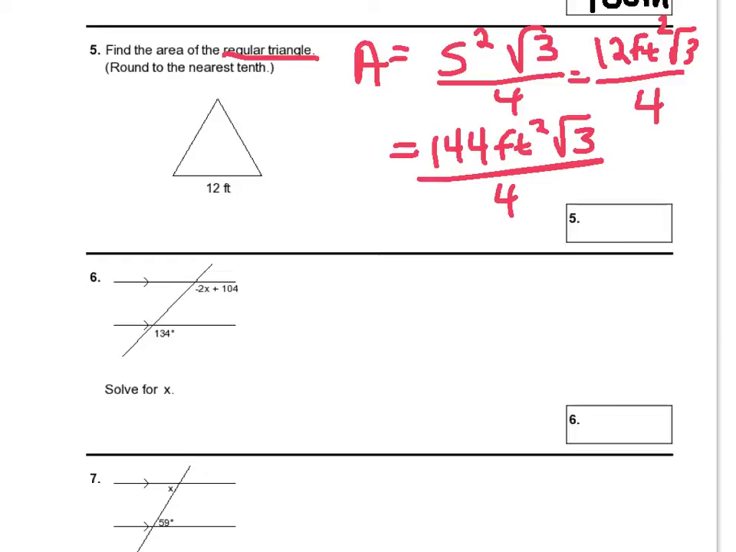And when you work that out, it says to round it to the nearest tenth. So your final answer is 62.4 square feet. Make sure you can do that in your calculator and get that right answer. If you don't, come and see me and I can help you get your calculator straightened out.